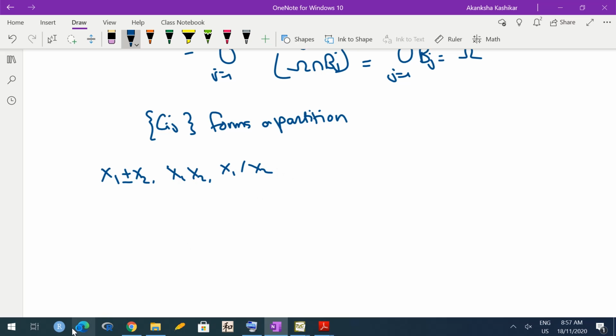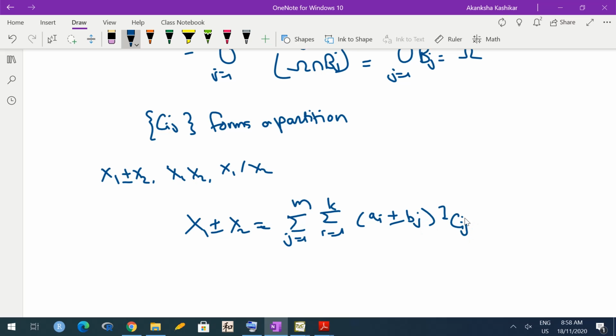Okay. So x1 plus or minus x2 can be written as sum over j going from 1 to m, sum over i going from 1 to k, (ai plus or minus bj) times the indicator of Cij. So on Cij the value will be ai plus bj. We saw that in the picture. Okay. So how many distinct values does x1 plus x2 have? The number of distinct values is at most k into n. Why am I saying at most? Because some of the values might be the same.